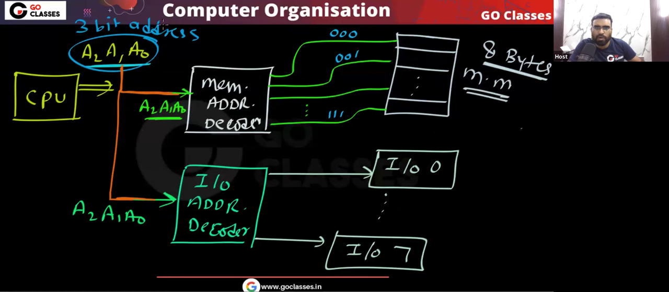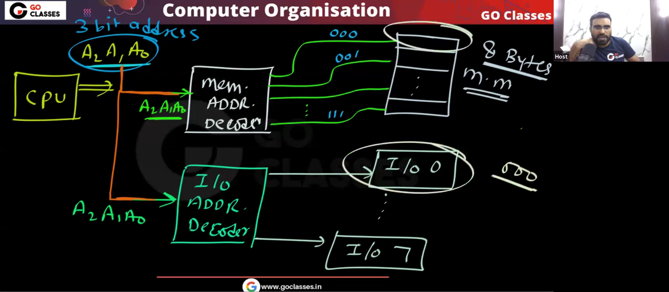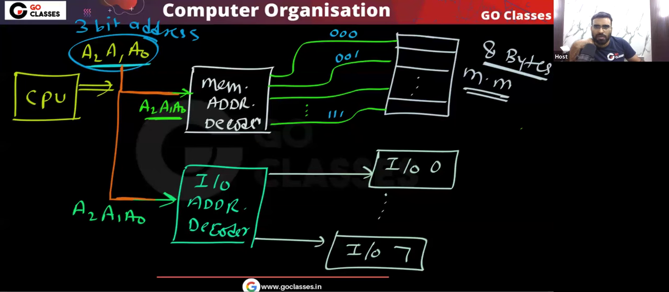Then there is a problem. Do you agree there is a problem? The CPU is generating an address, and either this is a memory address or this is an IO address. The CPU is not generating a memory address and an IO address simultaneously. Either the CPU is generating a memory address or the CPU is generating an IO device address. Now, when the CPU is generating, for example, this address, this location will be activated and this device will be activated. Then there is a problem.